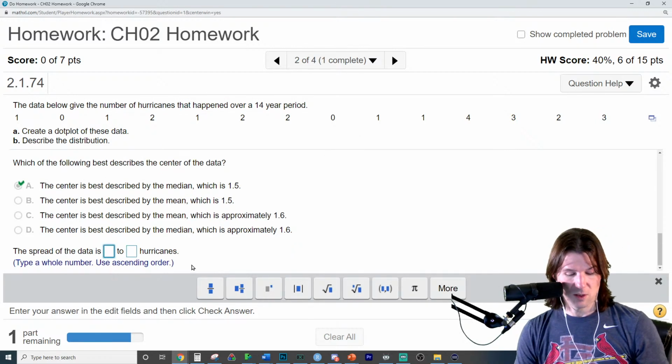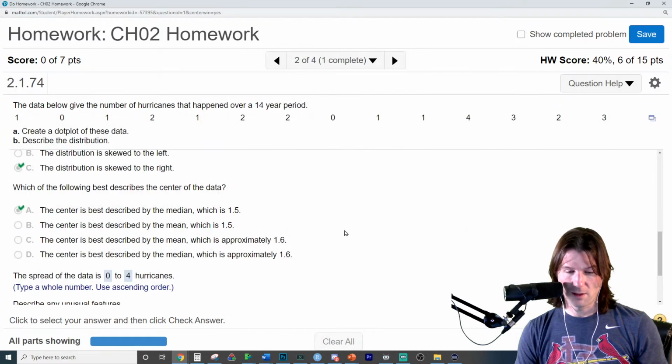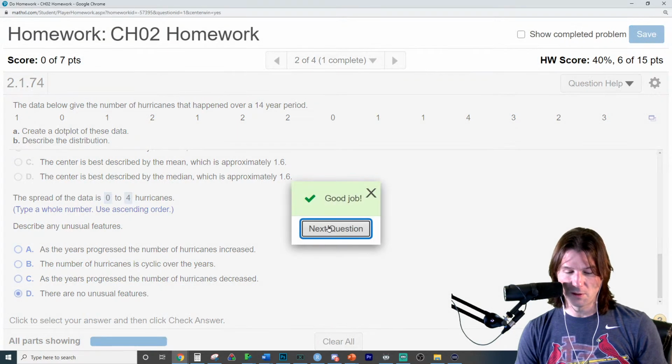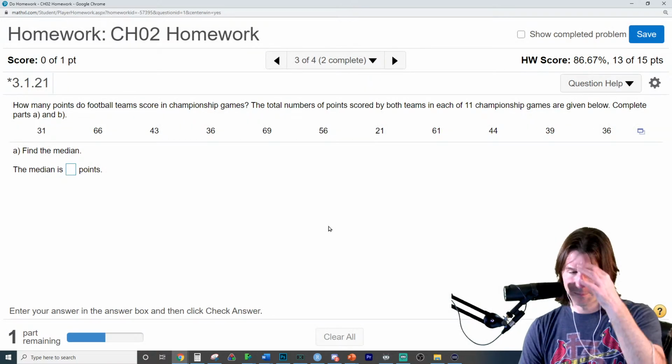The spread of the data goes from 0 to 4. We will get this homework done. Good, I did that quickly. Any unusual features? No unusual features. Unusual features are gaps and outliers.